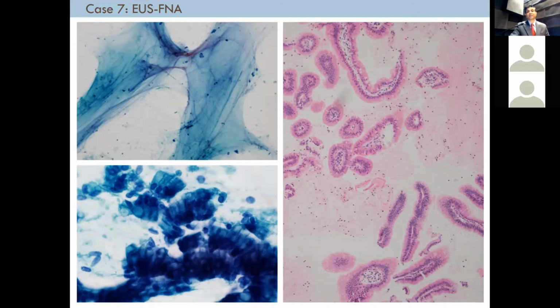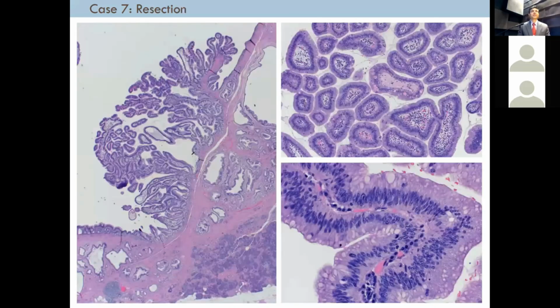The cell block again showed these papillary structures. You can see the cross sections, and they are lined by mucinous epithelium that has gastric foveolar type morphology. So this case was signed out as mucinous neoplasm with low-grade dysplasia, most consistent with intraductal papillary mucinous neoplasm, or IPMN. The patient underwent resection, which confirmed the diagnosis made on cytology.